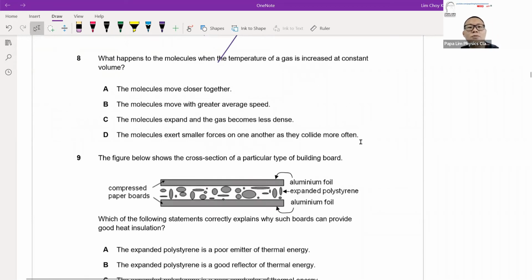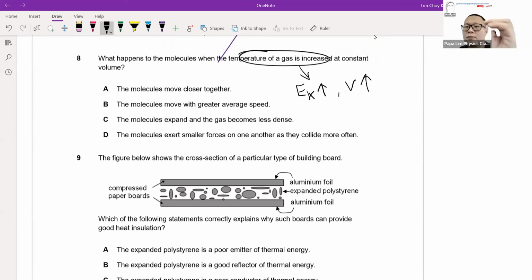Question 8: molecules when the temperature increases at constant volume. So the temperature increases. What happens to the molecules? The most straightforward outcome is that the kinetic energy of the molecules will increase. Because of that, the velocity of the molecules will also increase. They'll be moving faster and faster because they have higher kinetic energy. This is the first direct impact of increasing temperature.